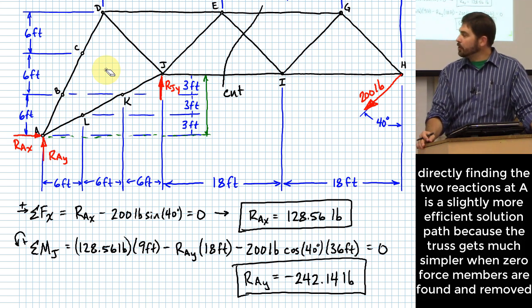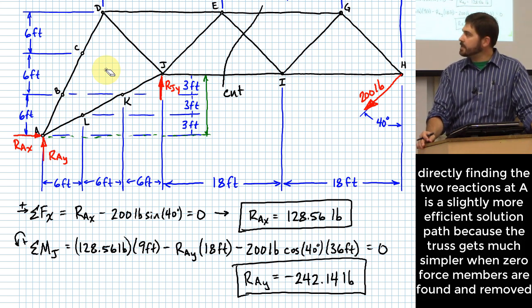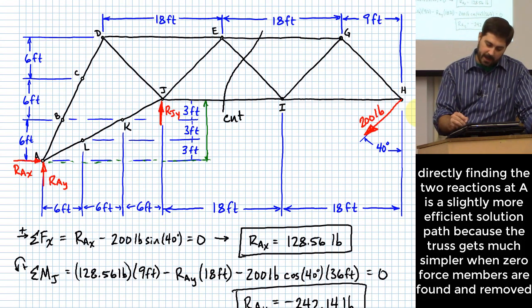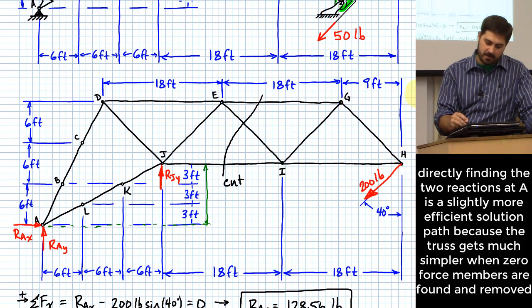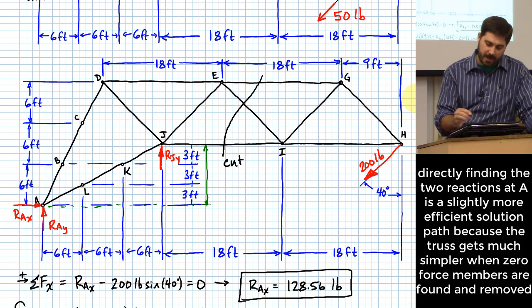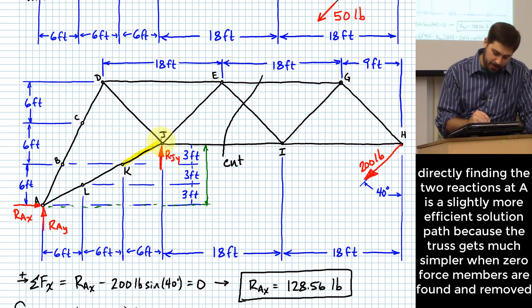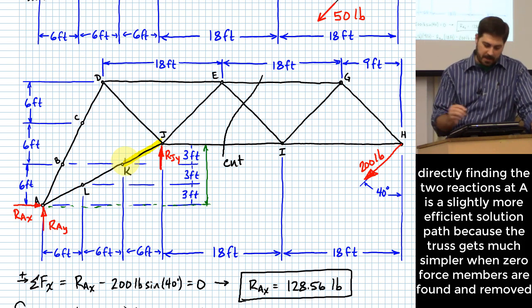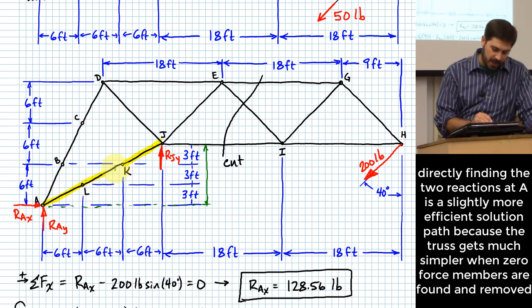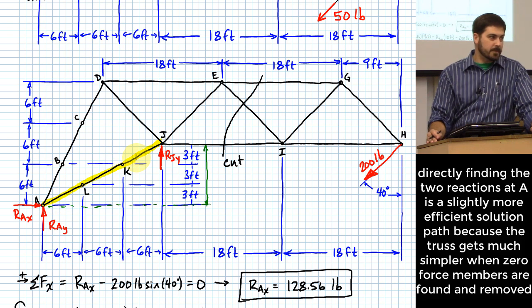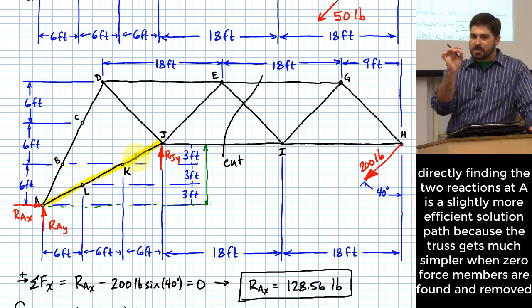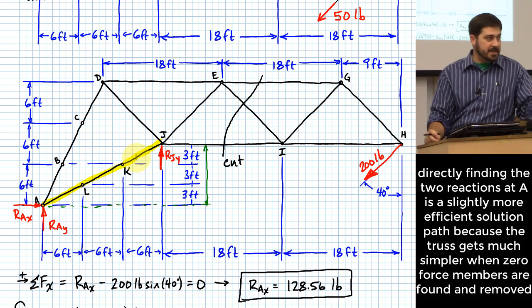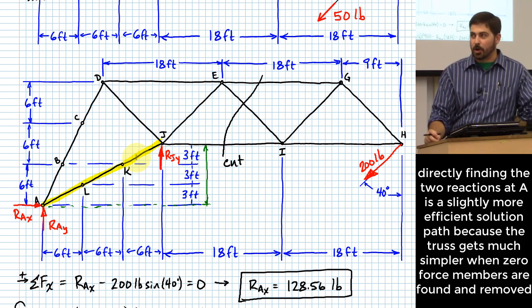Since all of those were zero force members, what it means is that the force that we will have in member JK, remember, that's what we're trying to find, the force right here in this member, is really the same force as everywhere along this line. So I had a really strong interest in finding the reactions at A first, so that I wouldn't have to deal with anything at J.